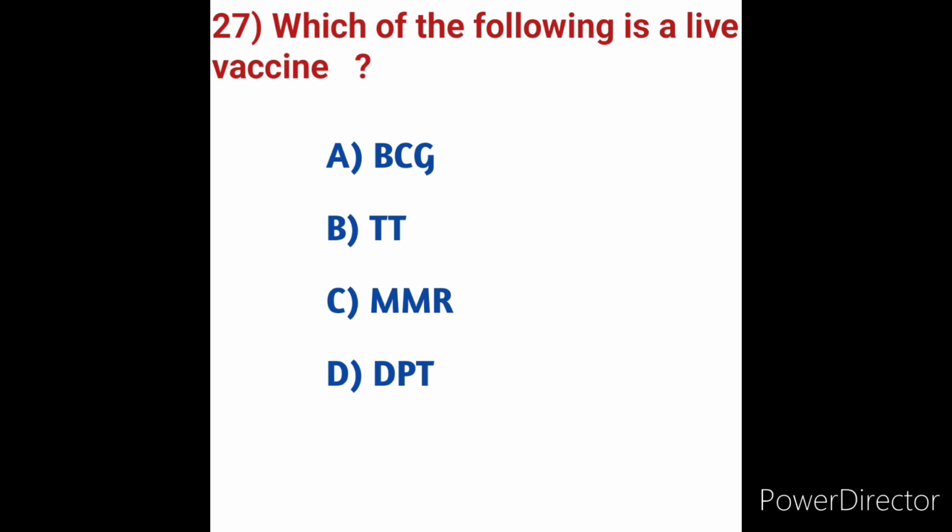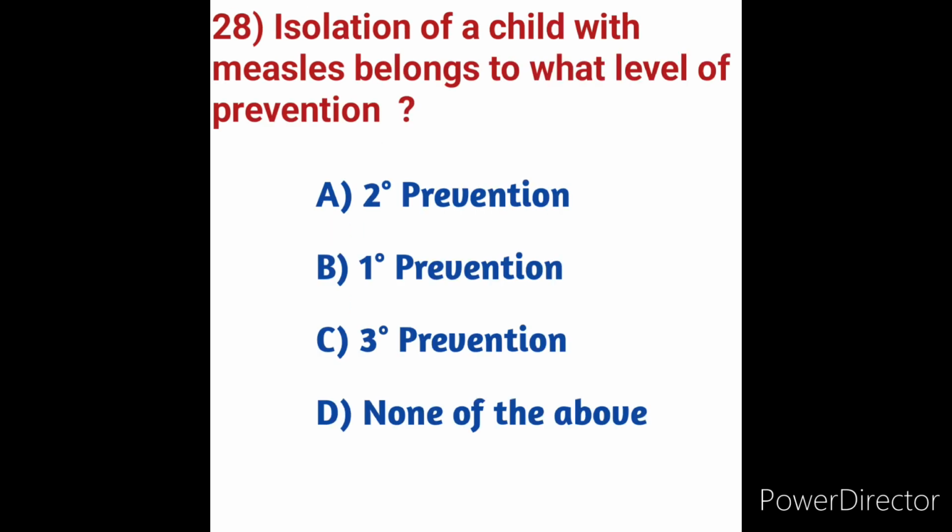Next we will move on to question number 28. Isolation of a child with measles belongs to what level of prevention? So here the child with measles, we isolate the child. That level of prevention comes under the following options. Option A, secondary prevention. Option B, primary prevention. Option C, tertiary prevention. Option D, none of the above.